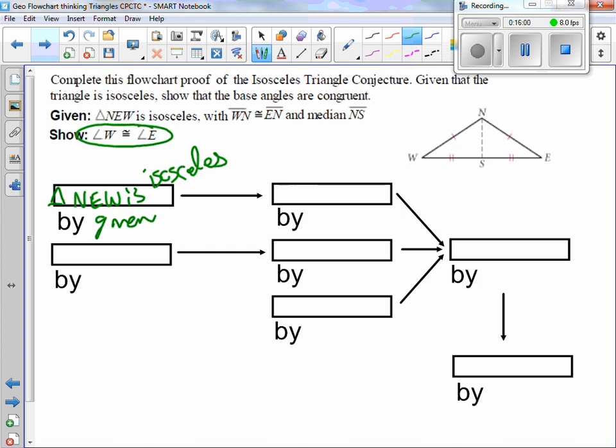So we have that. Now, because it's isosceles, WN is going to be congruent to EN by, well, that's really still given. It's also part of the isosceles triangle. That works out.